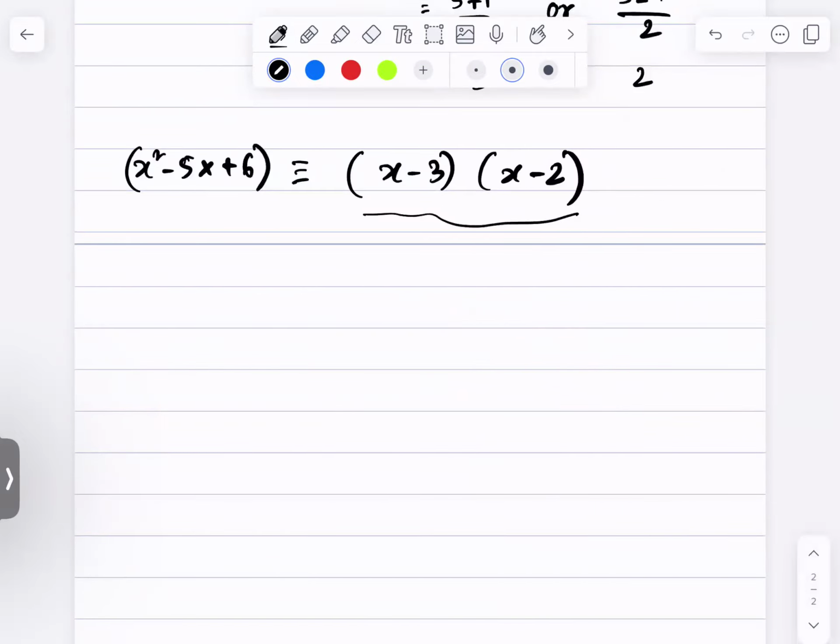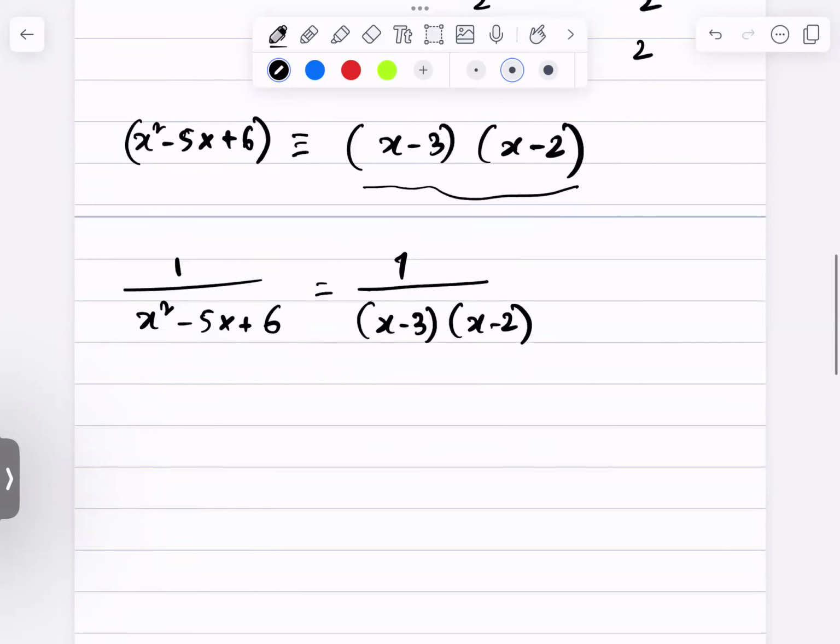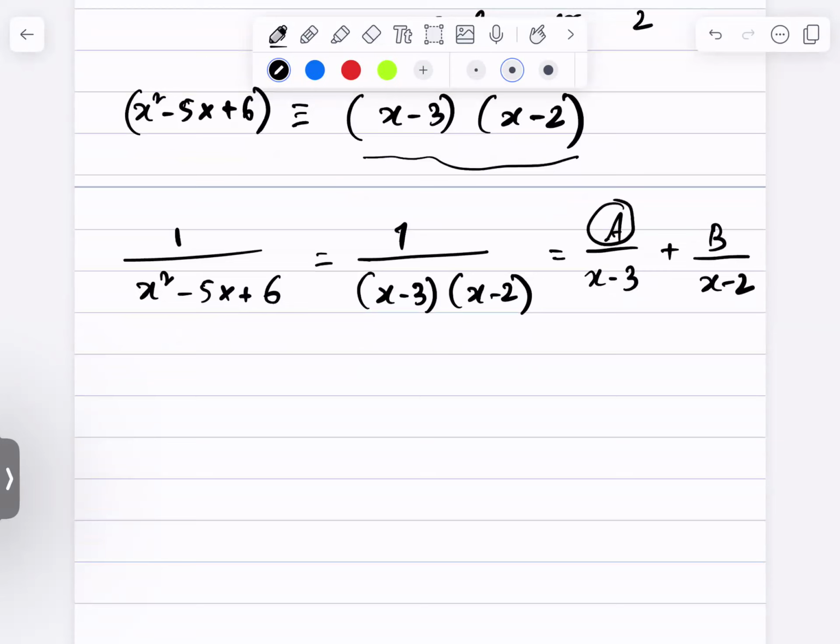And then I need to decompose this 1 over the original function, x squared minus 5x plus 6. We saw that that is nothing but the product of two linear polynomials. And then how to decompose this? If you go back to the rule of decomposition for partial fractions, you should write that like this, where you need to solve for a and b.